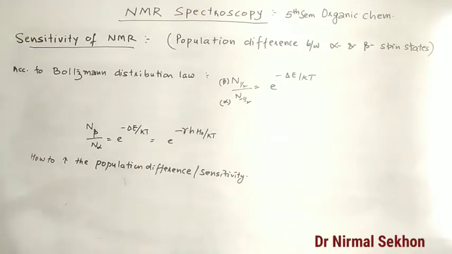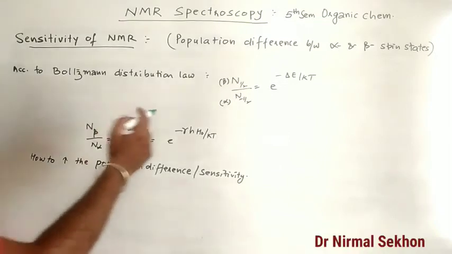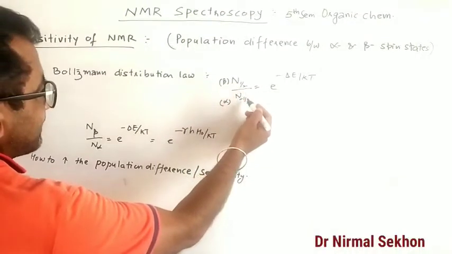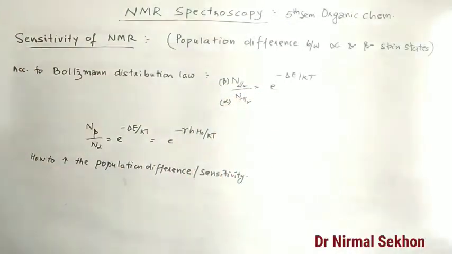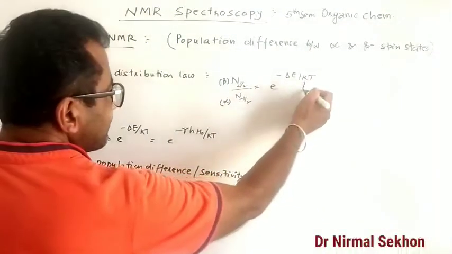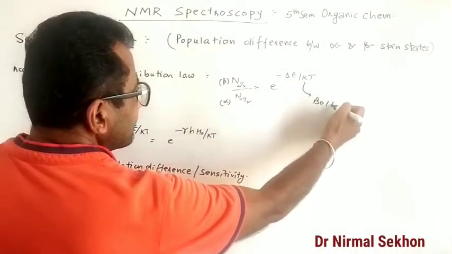First, from this formula we can analyze and find out the factors which affect this. Here you can see in this formula, this is the Boltzmann distribution: n plus half over n minus half, alpha over beta, equals e to the power of delta E by kT, where k is the Boltzmann constant.